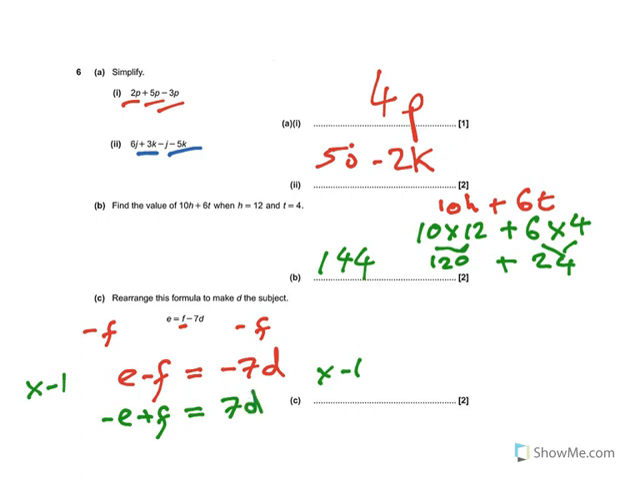Okay, almost there. We don't want 7D on one side, we just want D. So to get rid of the 7, we need to divide by 7. So divide both sides by 7. We have minus E plus F over 7 equals D. Another way this can be written would be F minus E divided by 7 equals D.